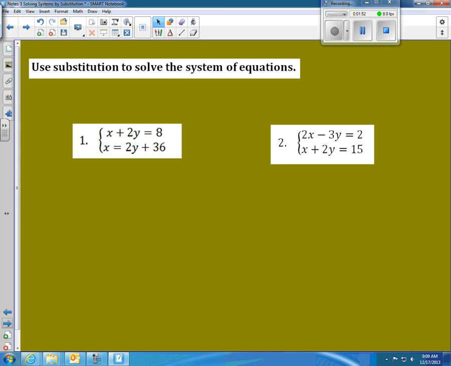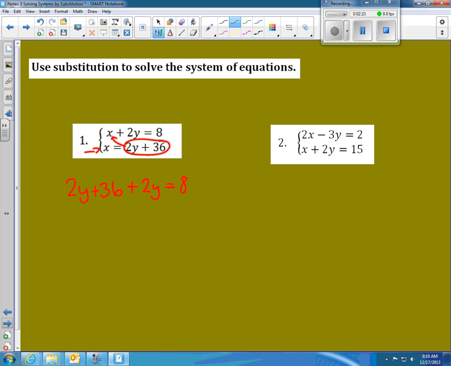Okay, so let's try substitution. So step 1 said solve an equation for a variable. Well, we already have one solved for x equals. So now we're going to substitute, here's the substitution part, that back in for x in the other equation. So we have 2y plus 36, that's replacing the x, and then we continue our other equation, plus 2y equals 8. So now we have dealing with just our y's.